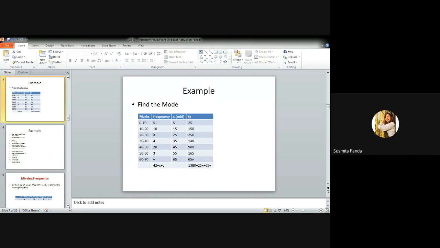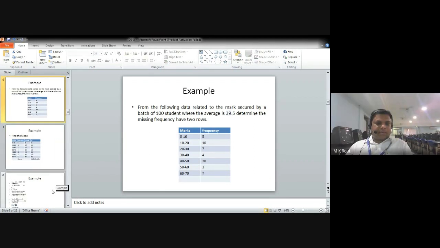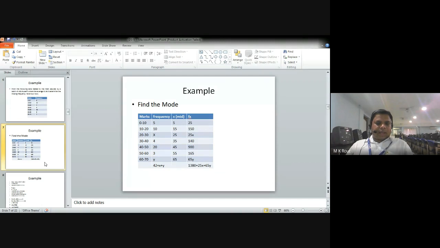Sir, what was the mean? Mean is given here, no? Mean is given 39.5. Mean is given 39.5 equals 1380 plus 25x plus 65y divided by summation of f. Summation of f is given 100.